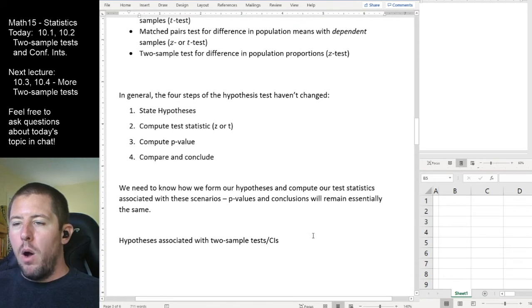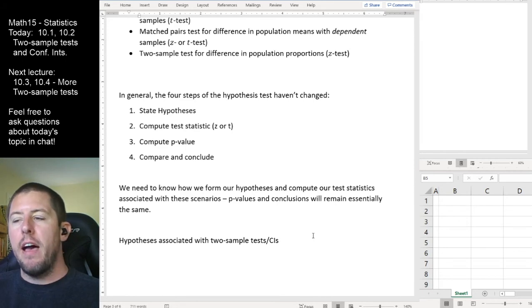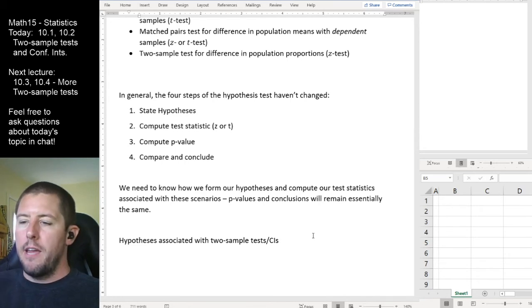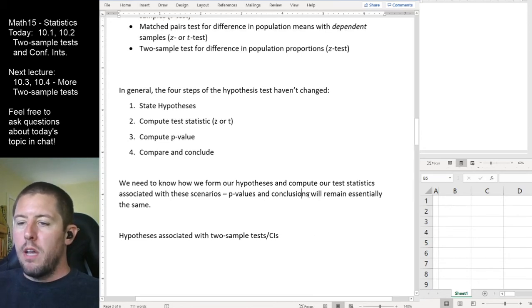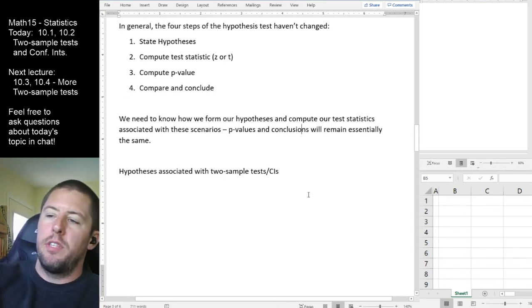So we need to know how to form our hypotheses and compute our test statistics associated with these scenarios. The computing of the p-value and arriving at our conclusions are going to be pretty much the exact same. We just need to update a couple pieces of this. So let's talk about our hypotheses associated with two sample tests.